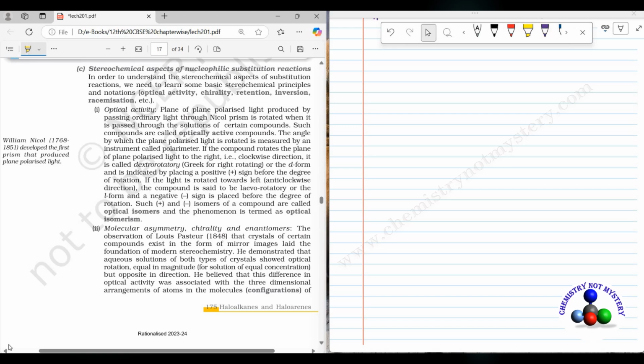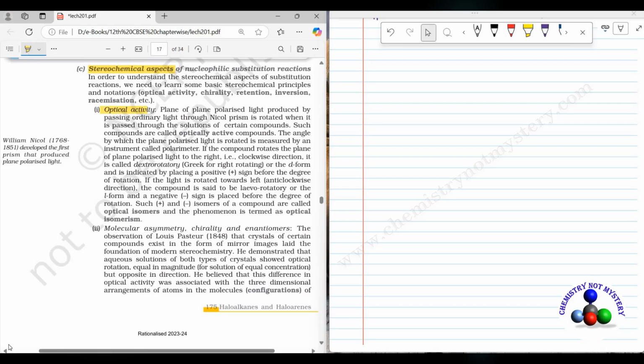Today we are going to discuss stereochemical aspects of nucleophilic substitution reaction. In order to understand the stereochemical aspect of substitution reaction, we need to learn some basic stereochemical principles and notations like optical activity, chirality, retention, inversion and racemization.